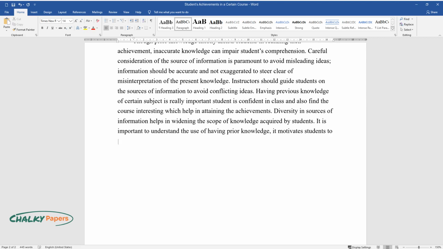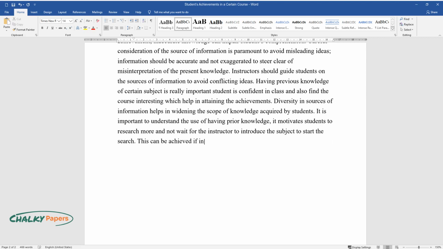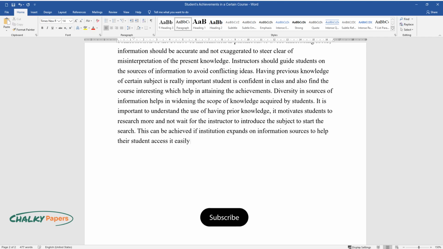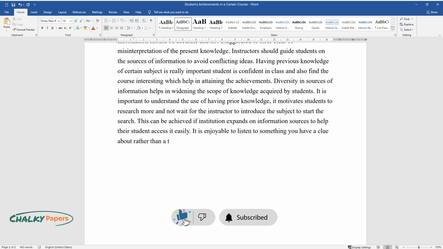It motivates students to research more and not wait for the instructor to introduce the subject to start the search. This can be achieved if institutions expand on information sources to help their students access it easily. It is enjoyable to listen to something you have a clue about rather than a totally strange subject in class. Students feel more at home.